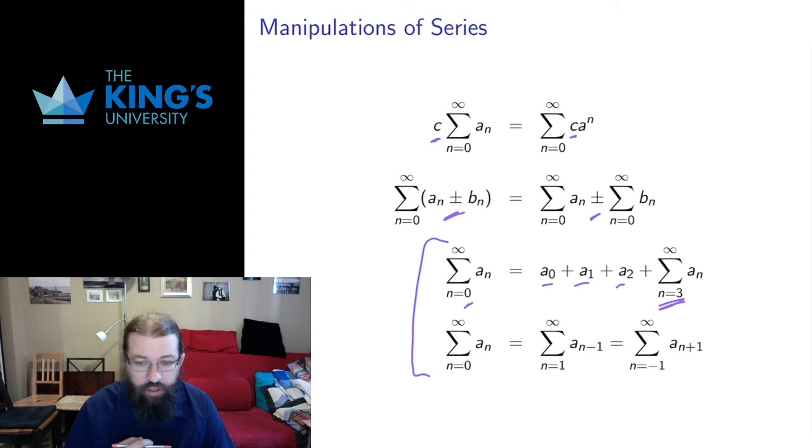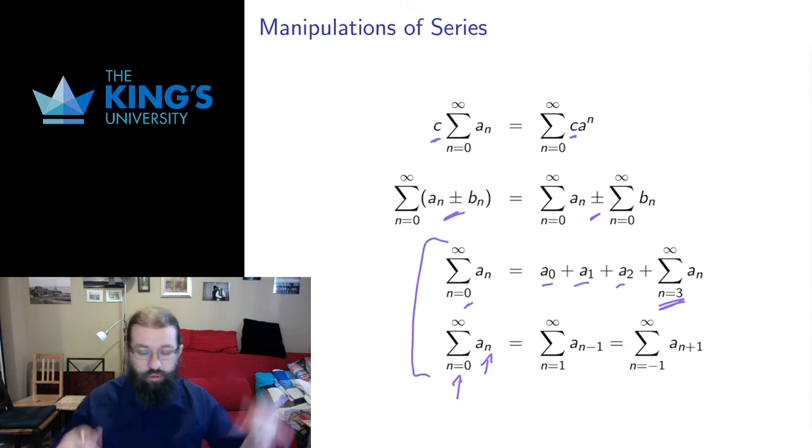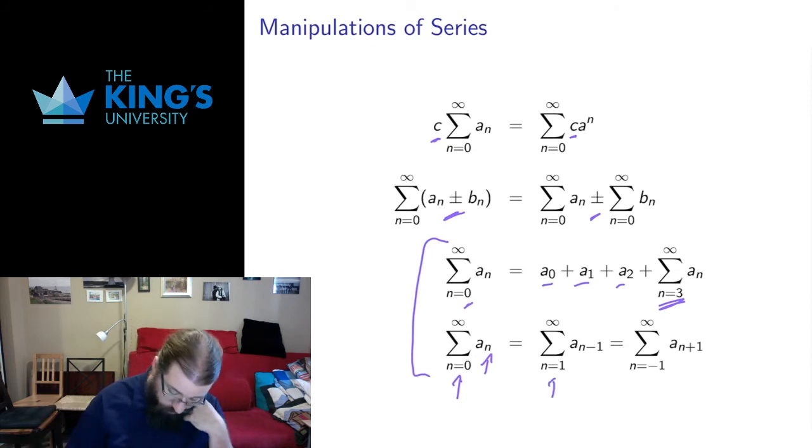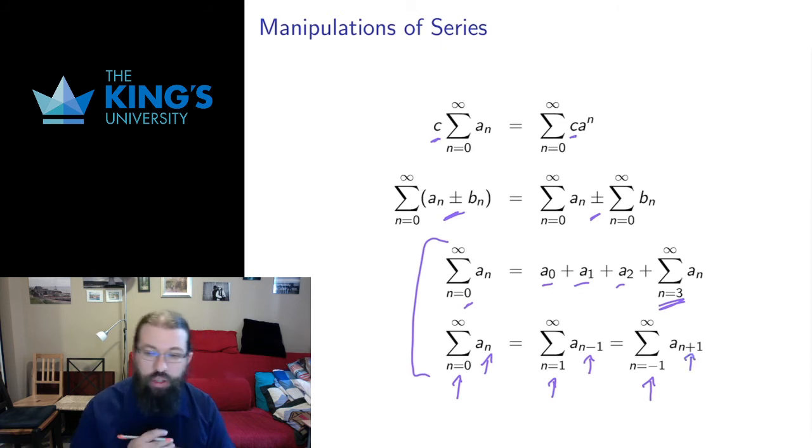And this last line is called shifting. I can shift the index, and sometimes it's convenient to do so. When I shift the index, it's a balancing act. Anything I do to the index outside, I have to do the opposite to the index inside so that I get the same sum. So if I increase the index by 1 here, I have to decrease the index by 1 wherever it shows up in the term, and vice versa. If I decrease the index by 1 here, I have to increase the index by 1 everywhere it shows in the term so that the sum is preserved.